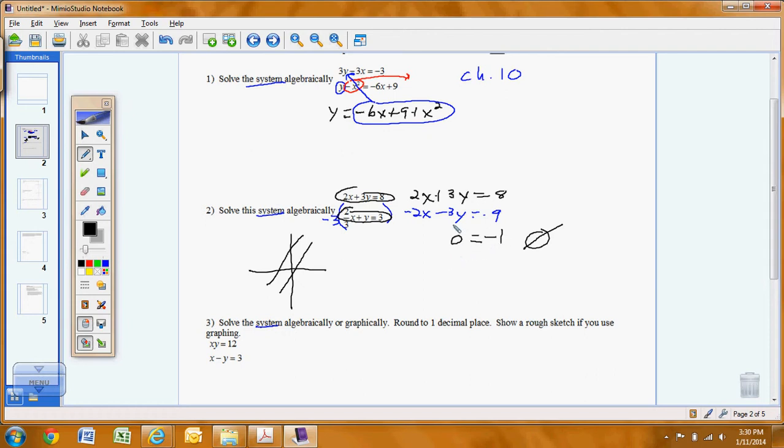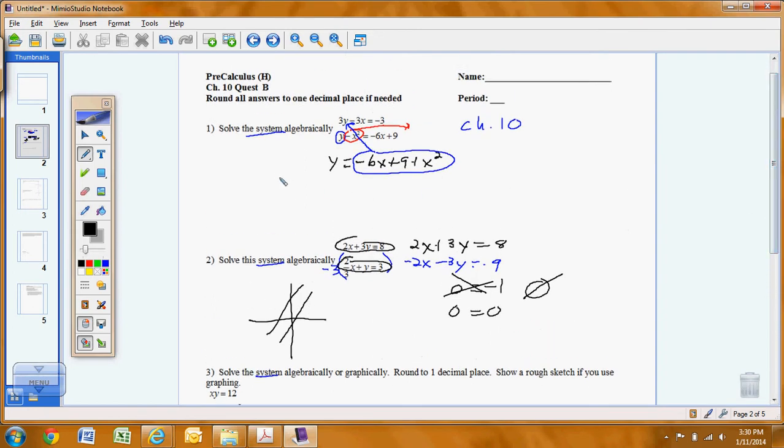Let's suppose we ended up with a true statement, like 0 equals 0 or 7 equals 7. Now the two lines must be on top of each other. So the answer would just be one of the lines, because whatever works in one line would also work in the other. So there's a chance that they're both on top of each other as well. All right, so what we did up here was substitution. This I was showing was elimination, where we try to eliminate a variable.